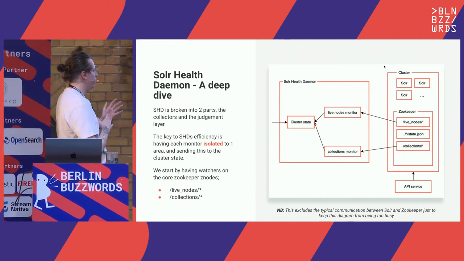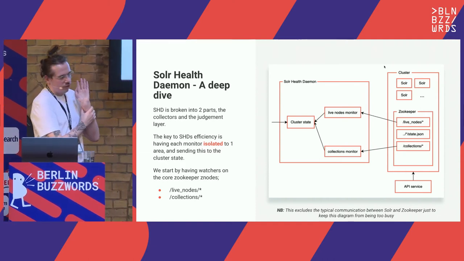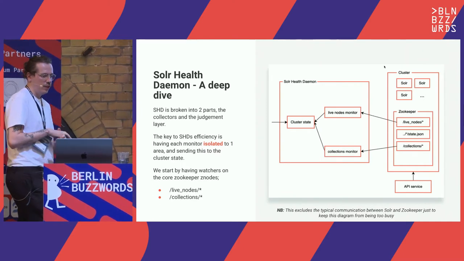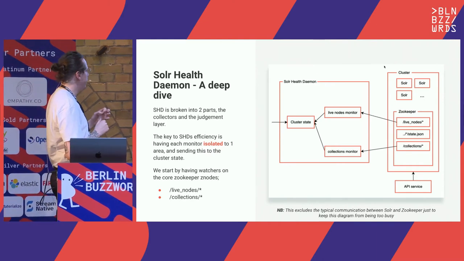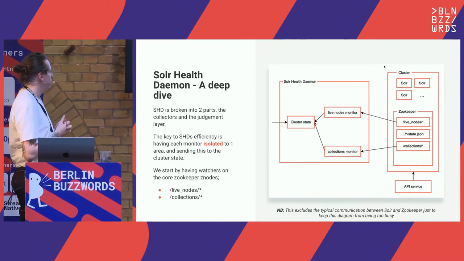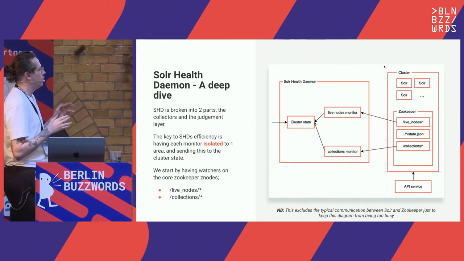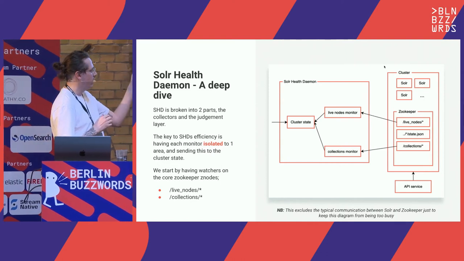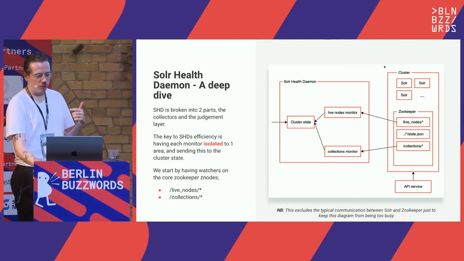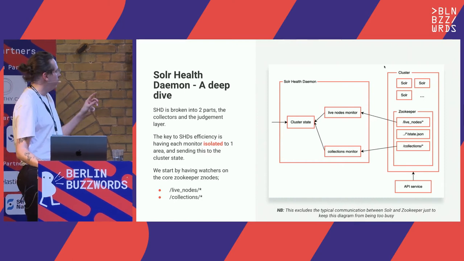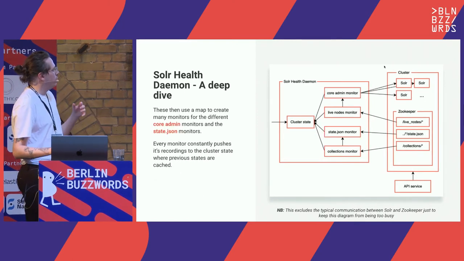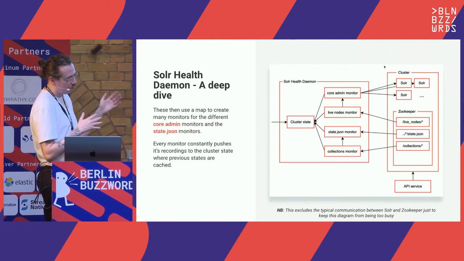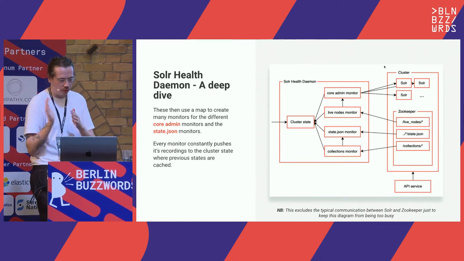You've got the judgment layer, which is essentially the cluster state, and then you have your collection layer, which is broken up by multiple monitors. And the key efficiency here is that each monitor is isolated to one particular area of something it needs to monitor. But we start by having watches applied to ZooKeeper on the most essential nodes on ZooKeeper, which is live nodes and collections. And these monitors take this, send it to the cluster state, but then they also create many core admin monitors when in the context of the live nodes.